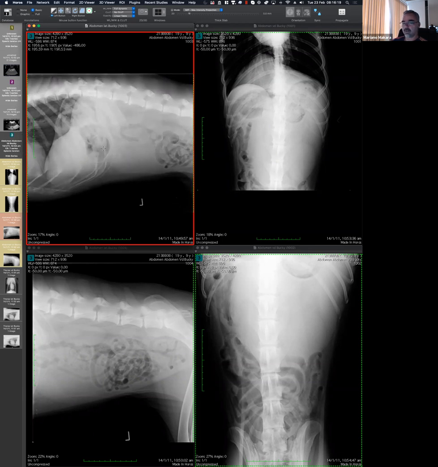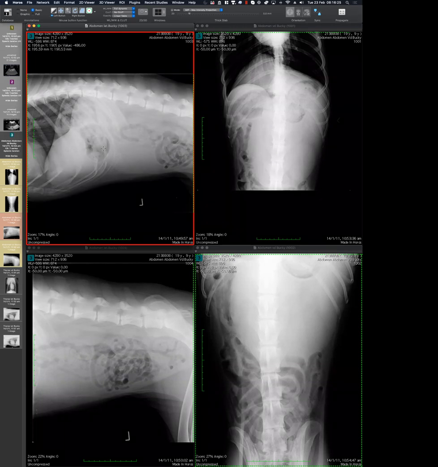Anything else you want to add? Anything to add to the description? The mass is in the area where you would expect to see the spleen, and I can't see a normal looking spleen, so that would make me suspicious it was a splenic mass. Okay, very good. So that's the next step.